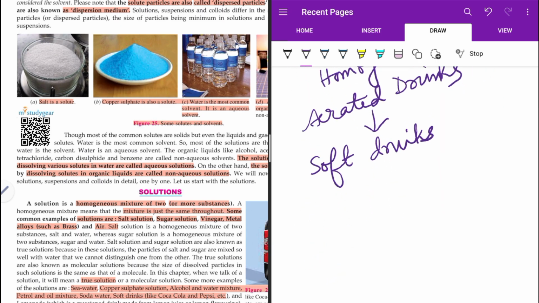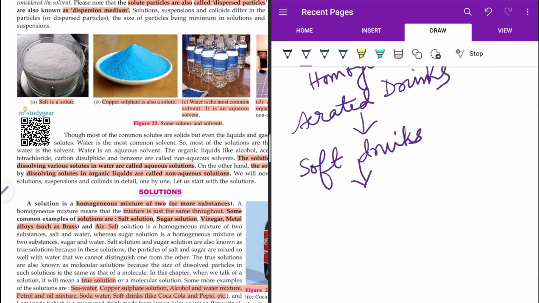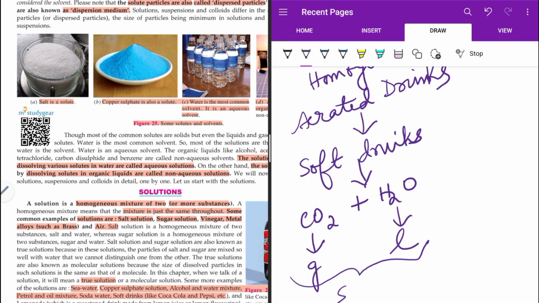The reason is that in such drinks you have CO2 compressed in water. CO2 is a gas and H2O is a liquid, where CO2 is compressed under high pressure. The solubility of CO2 increases in water and this forms a solution, a homogeneous solution of gas in liquid. And what type of solution is it?